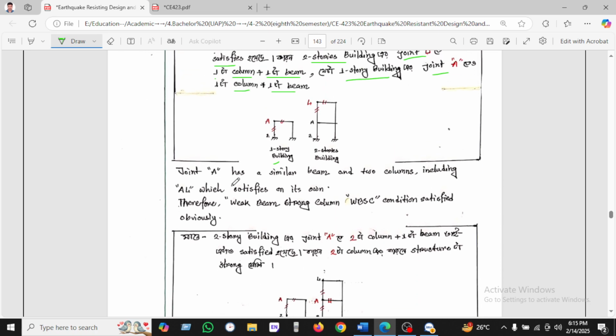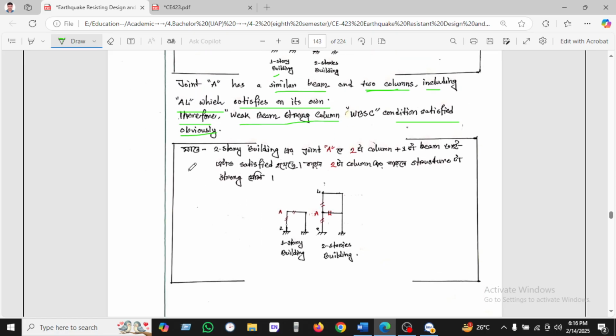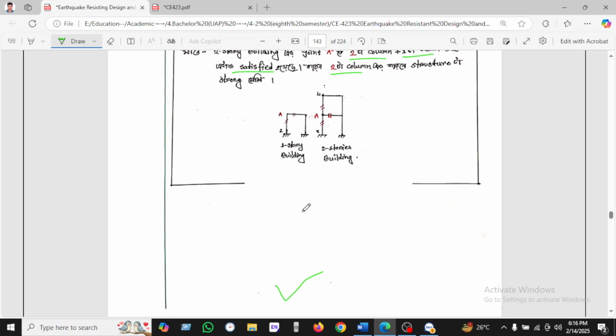So joint A you can see has a similar beam and two columns. So this is the two columns, and including it, which is satisfied on its own, the weak beam, strong column condition is satisfied. So you can see the two-story building at joint A: column 1, column 2 plus 1 beam. This is one beam. That's why it is satisfied, because the two columns are more strong.